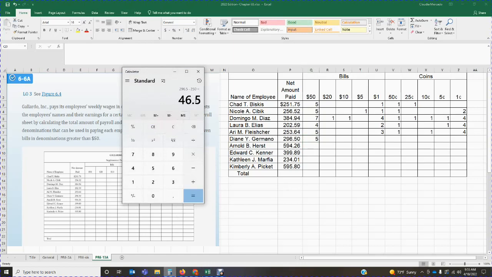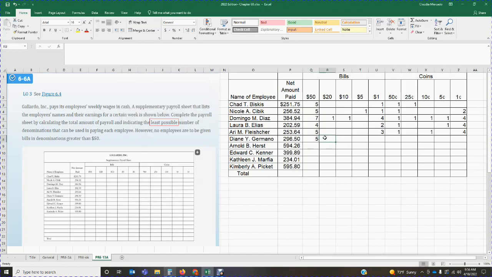That means I need $46.50 left. If I know I need $46, how many $20 bills do I fit? Well, it's 20, 40, 60. If I use 3, that will take me over. But I can use 2 $20 bills. That will be $40.